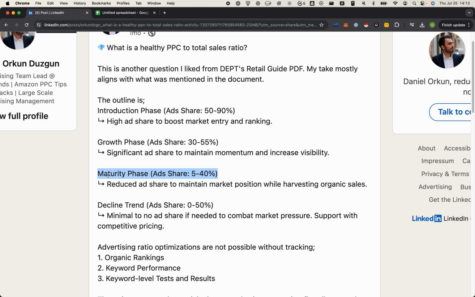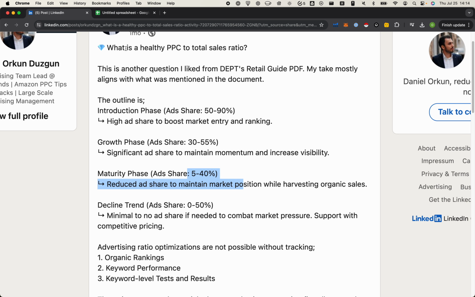In this phase, we are only doing this for the products that are super successful. I would say maybe 10% of the products on Amazon would go into this category, maybe 5% of the products. And in this category, what we are doing is we are actually reducing the advertising spend, and then we are keeping our organic ranking similar.